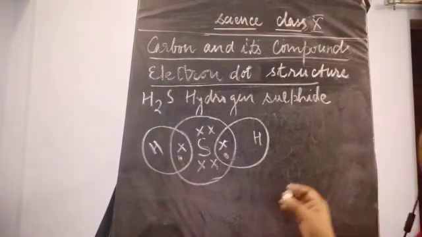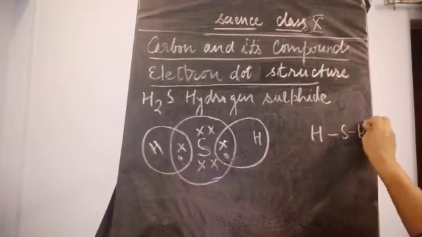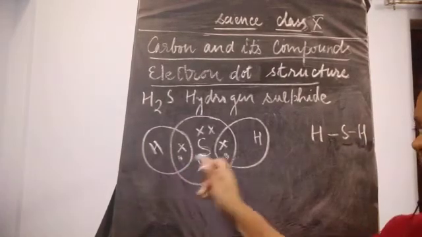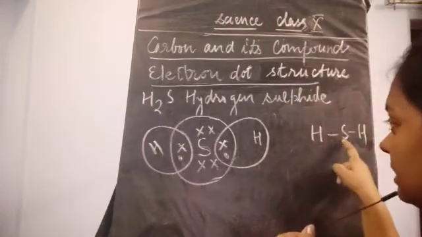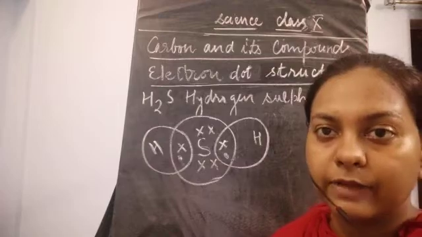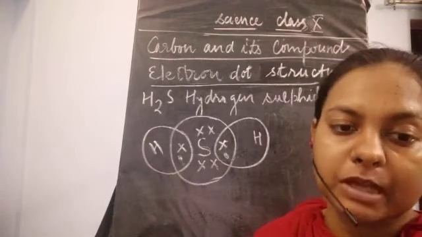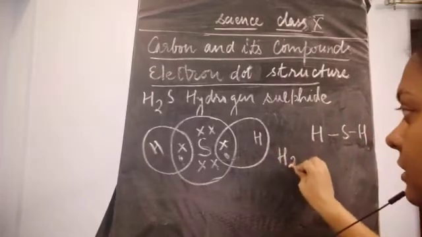So what type of bonding will be formed? With S, only one single bond is formed with this H and one single bond is formed with this H. So it becomes H, S and H. Okay, so this is the hydrogen sulfide molecule. This is also written as H2S.